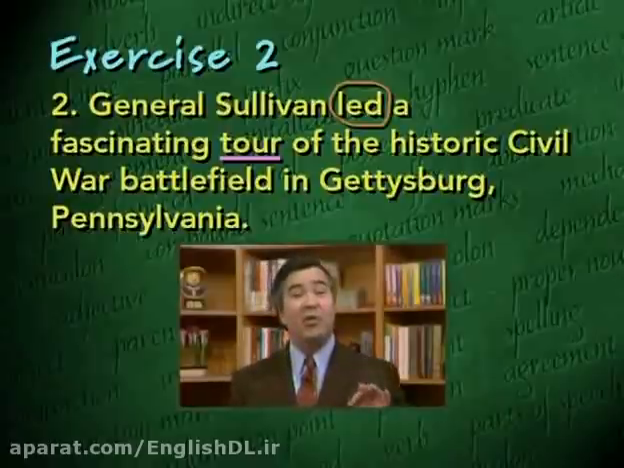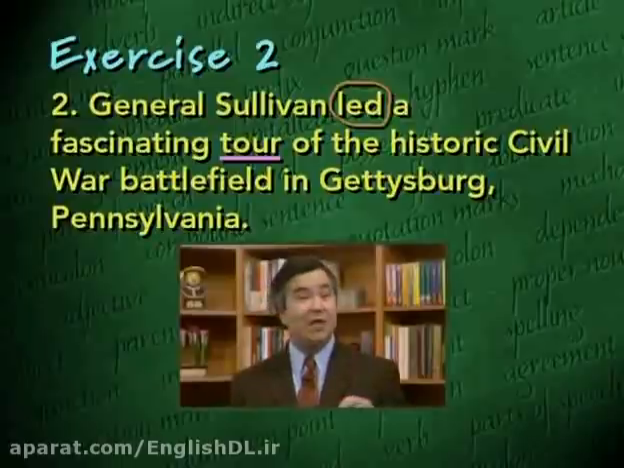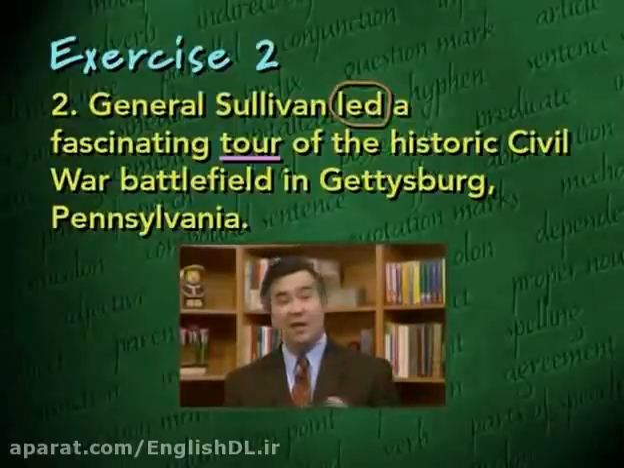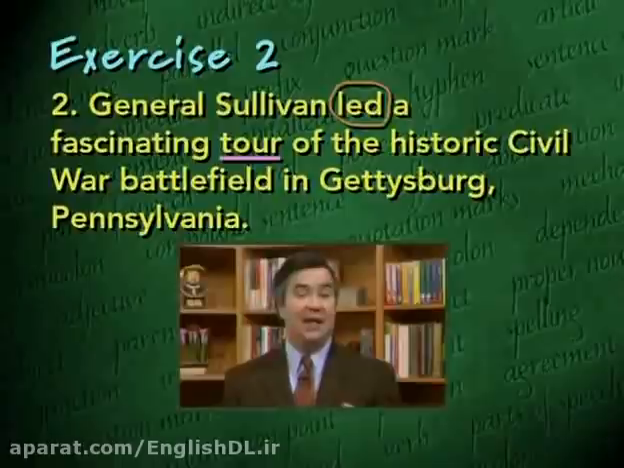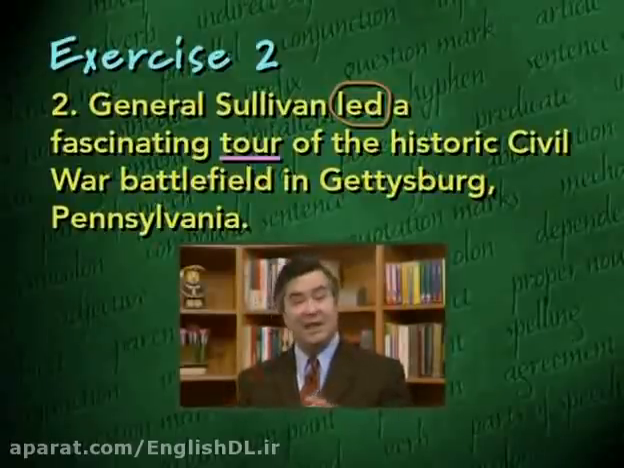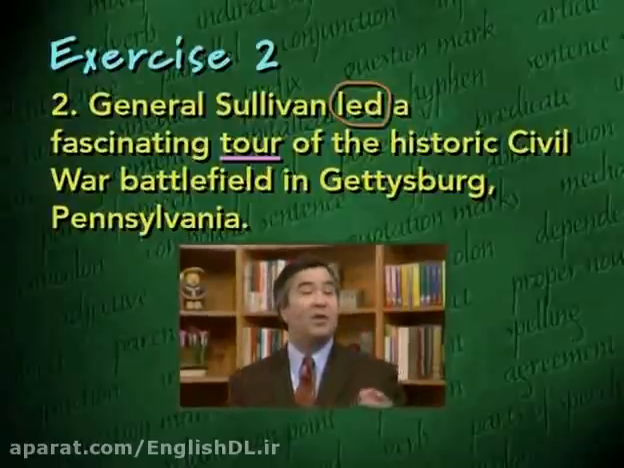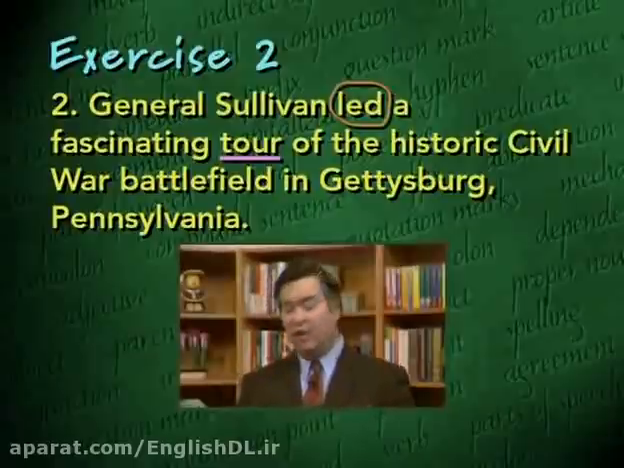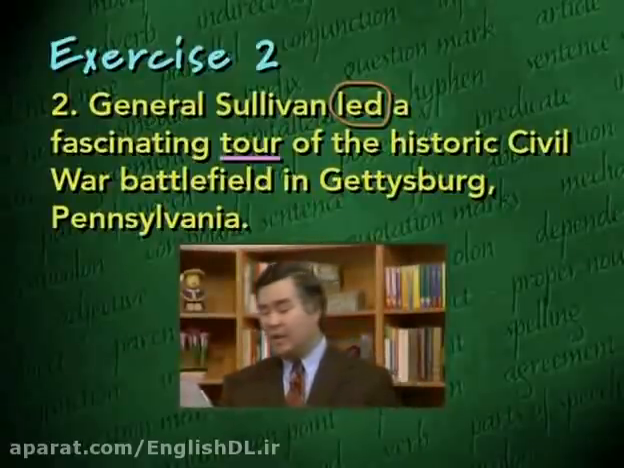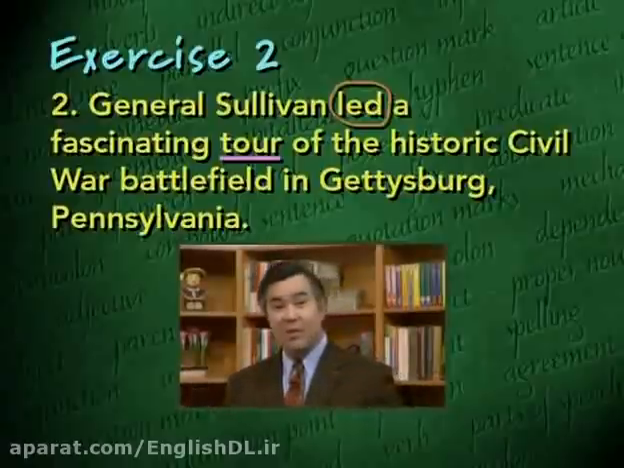But the noun tour is the key word. That's the direct object of the verb led. It tells us what General Sullivan led. The other words there, fascinating, give more information about the tour. They tell us what kind of tour it was. Notice that all the other words that follow the word tour in this sentence again go to give more information about the action. They don't receive the action directly, they just give more information about it. What kind of tour was it? It was a tour of the historic Civil War battlefield. And where was that battlefield?